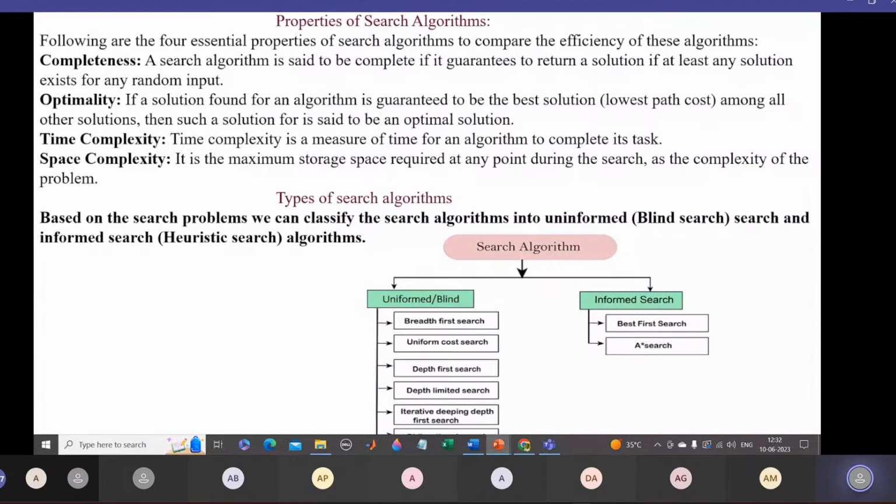So what are the properties for the search algorithms? Four essential properties are there to judge the efficiency, how well they perform: completeness, optimality, time complexity, and space complexity. Completeness means the algorithm is complete if it is guaranteed to return a solution, if any solution exists, for any input given. That is called completeness. Then optimality means the solution found by an algorithm is guaranteed to be the best among all other solutions; then it is called the optimal solution.